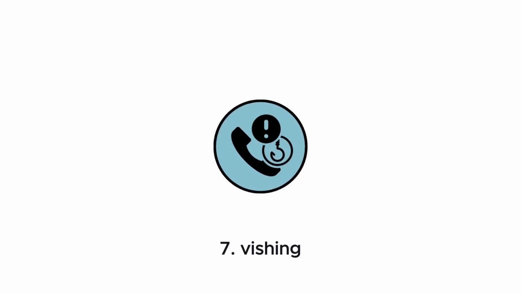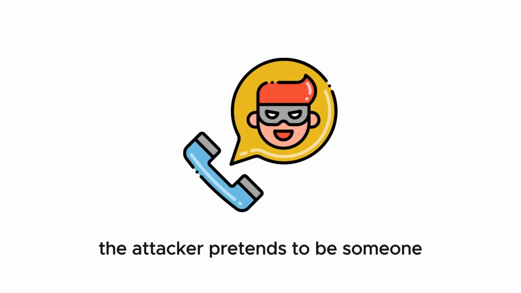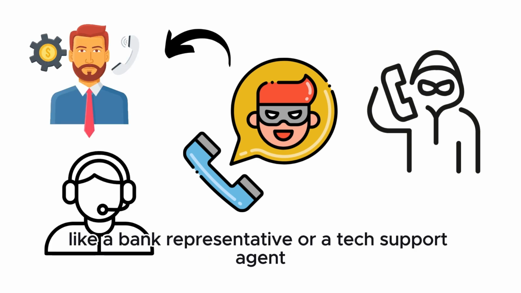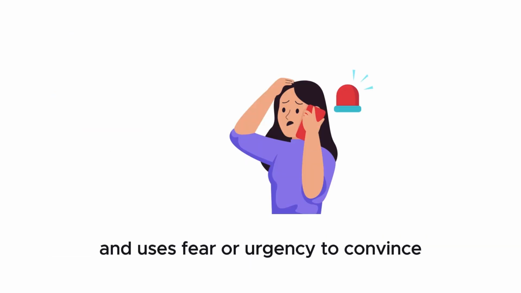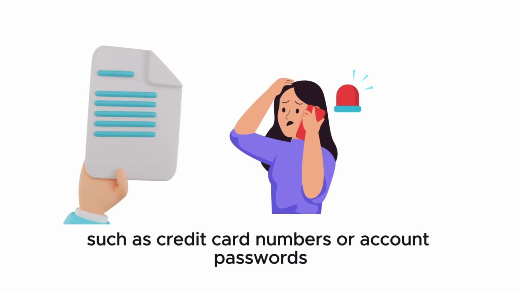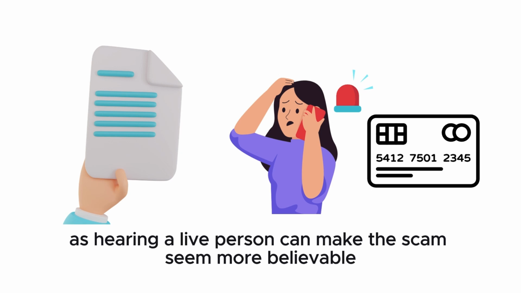7. Vishing. Vishing, or voice phishing, takes place over the phone. The attacker pretends to be someone in authority, like a bank representative or a tech support agent, and uses fear or urgency to convince the victim to provide sensitive information, such as credit card numbers or account passwords. The use of voice adds an extra layer of manipulation, as hearing a live person can make the scam seem more believable.